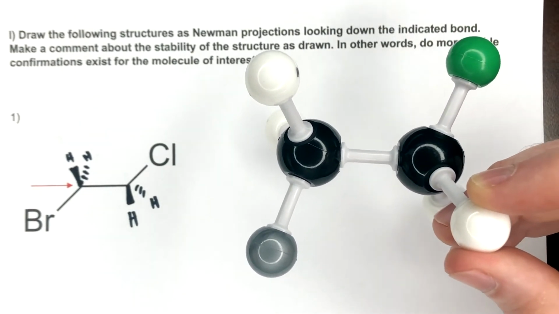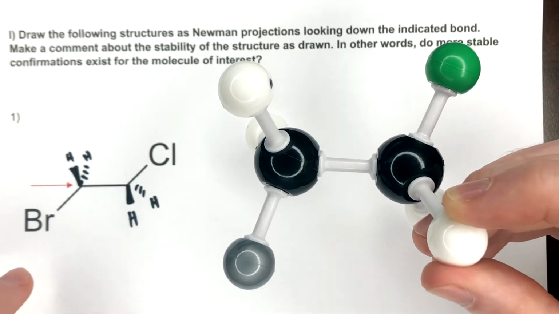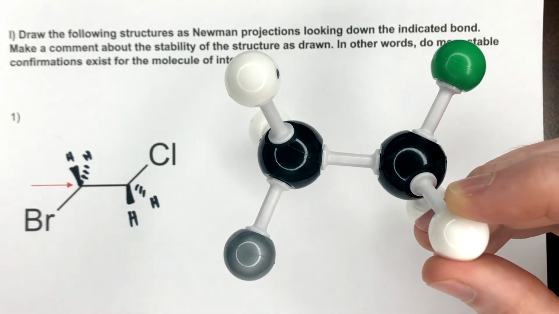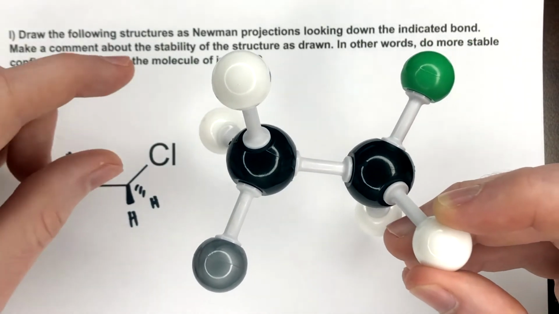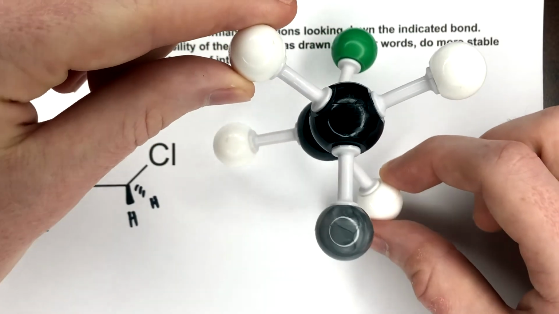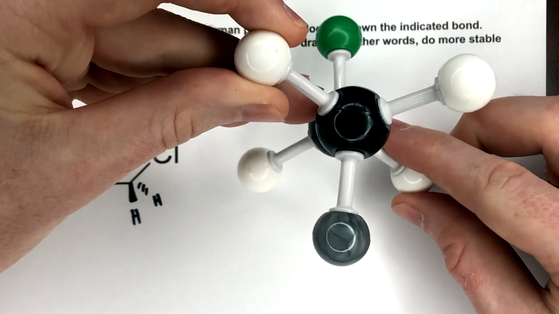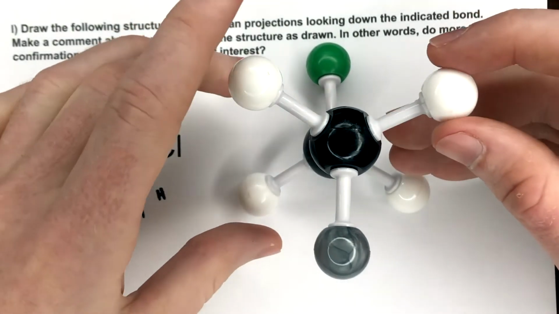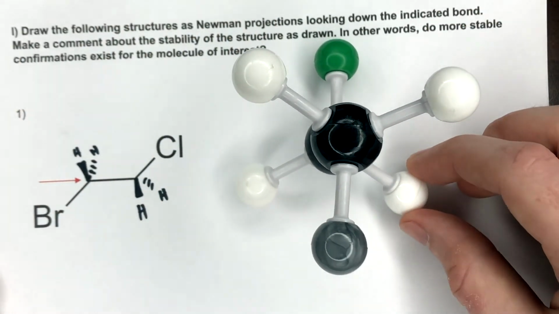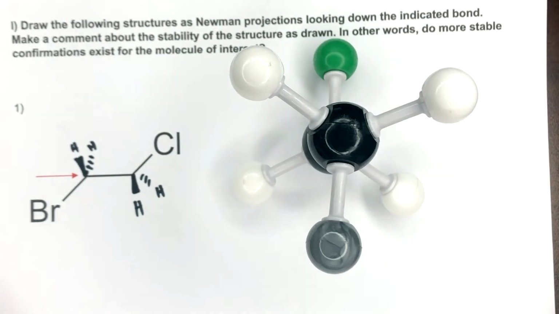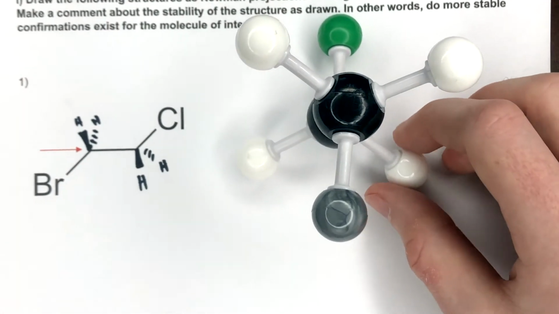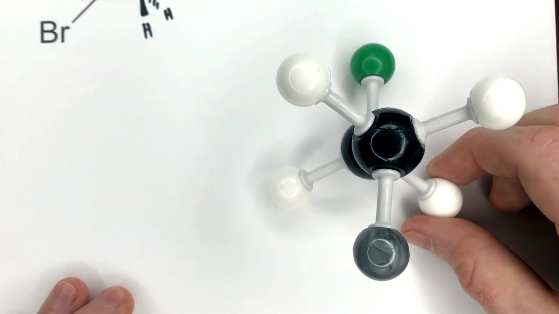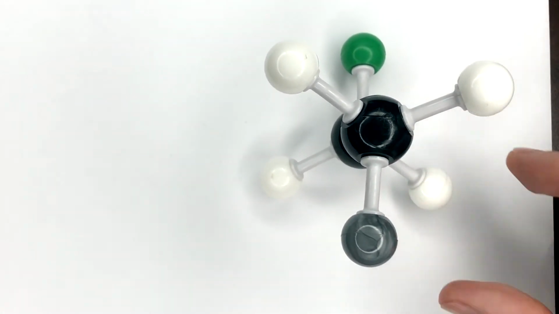Okay, so now if we want to take this into a Newman, we're looking down this carbon-carbon bond. So the carbon that's bound to the bromine is in the front. So simply all we do is rotate this out. Let me get it lined up better. There we go. Rotate it out such that we get this type of perspective. And now this is simply the Newman. Now it's just a matter of drawing this in on our piece of paper in the way that it is shown. So we'll do that now.